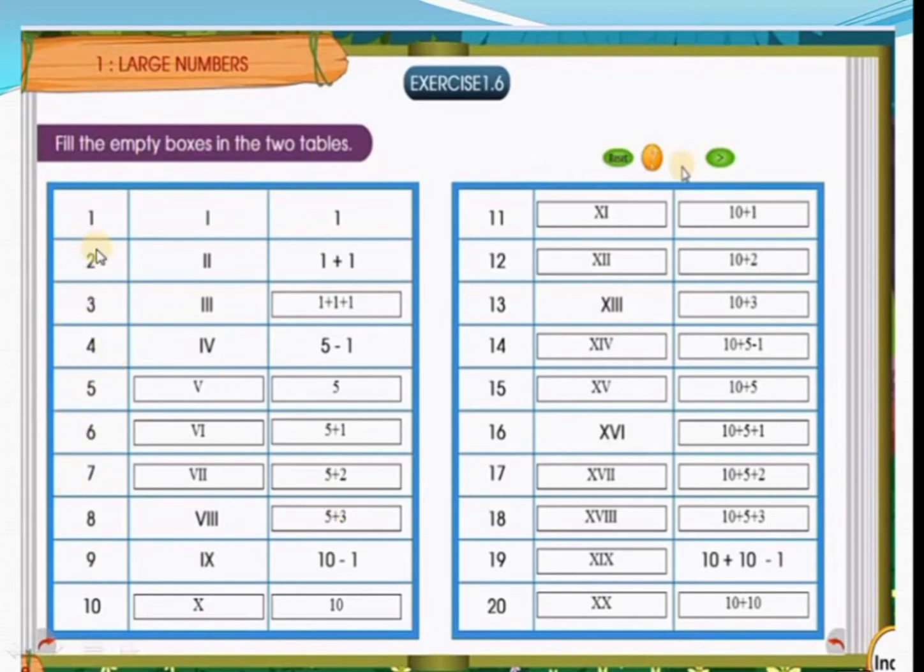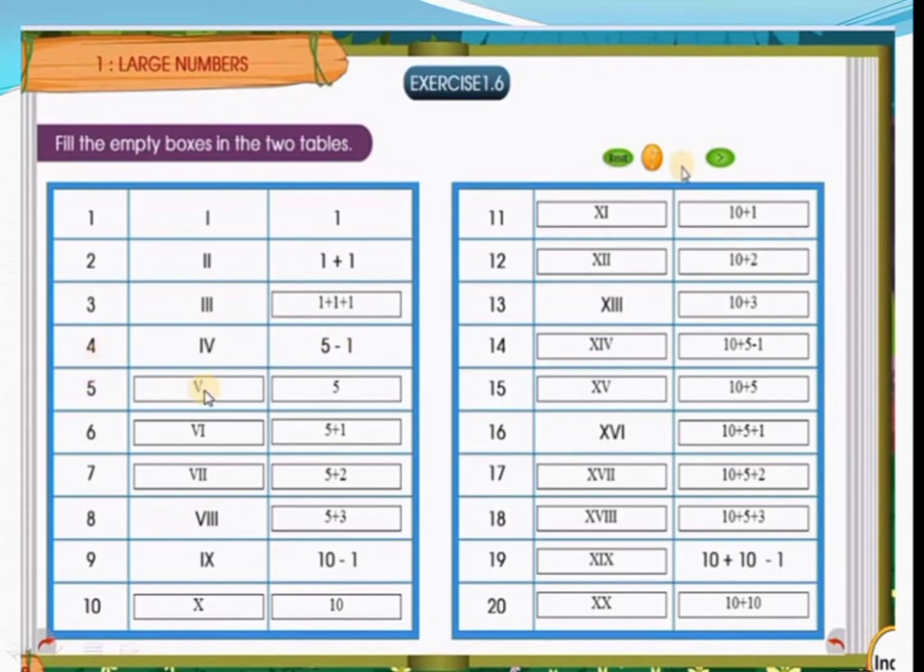Here 1 is written as I. 2 is written as II, 1 plus 1. 3 is written as III, 1 plus 1 plus 1. 4 is written as IV. I is the smaller number and V is the bigger number. The smaller number comes before the bigger number, so we have to subtract. V, 5 minus I, 1. So 5 minus 1 is 4. We got the 4, yes?